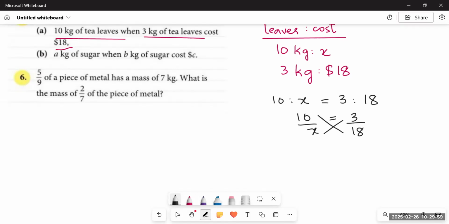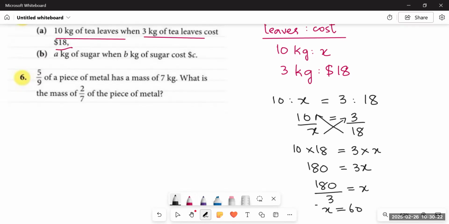Then we cross multiply. 10 multiplied by 18 on the left-hand side and 3 multiplied by X on the right-hand side, and it becomes 180 is equal to 3X. Later I shift this 3 over here and it becomes 180 upon 3, which is 60. It means the cost of 10 kg of leaves would be $60 if 3 kg of tea leaves cost $18.